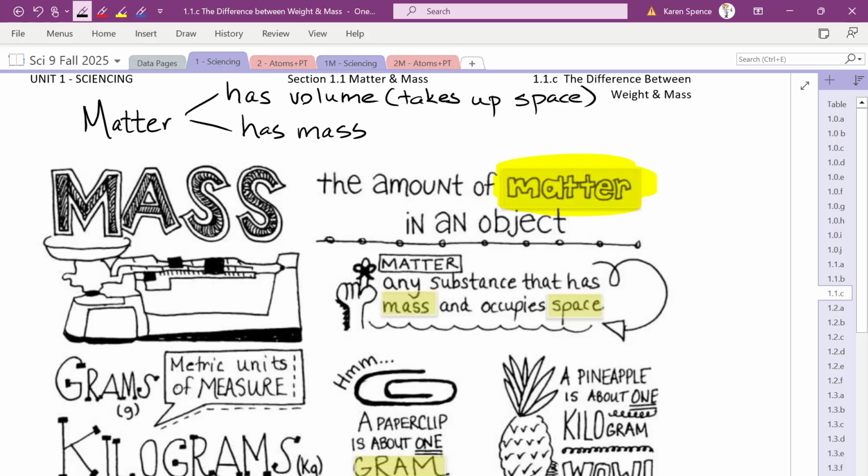Now, if you're wondering what a gram is, it's about the weight of a paper clip. If you can imagine a paper clip, that's about 1 gram. So that's not very much. Okay, a kilogram. I'm going to go grab a few kilograms for you.